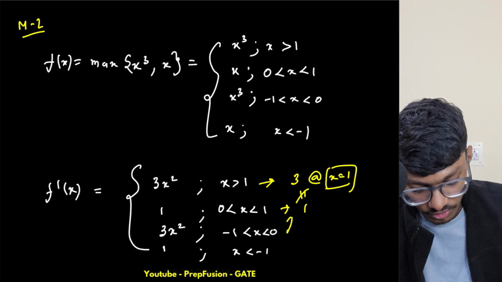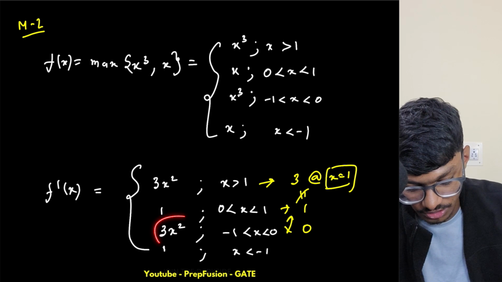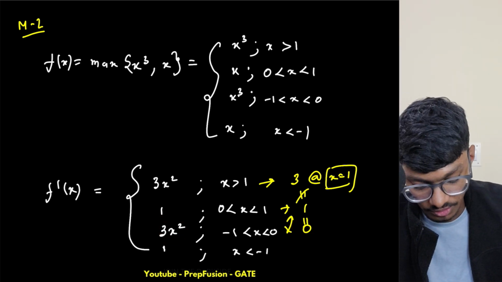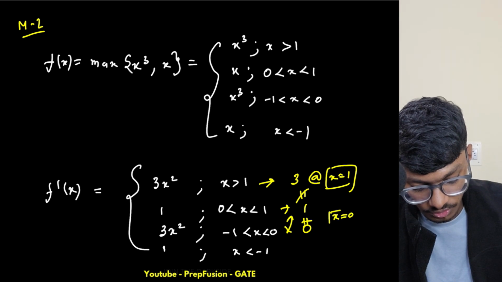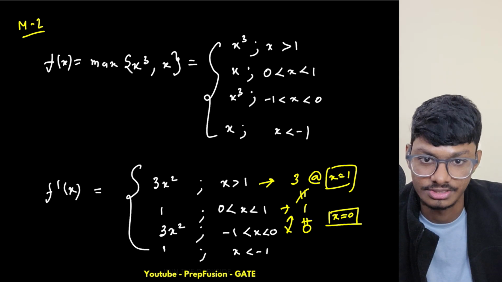Then again at x equals to 0 you check, okay, this is telling me the slope will be 1 and this is telling me the slope will be 0. You put x equals to 0 in this function, okay, this is a differentiation, we get 0, so again these two are not equal, so x equal to 0 is also not a point where my function is differentiable.